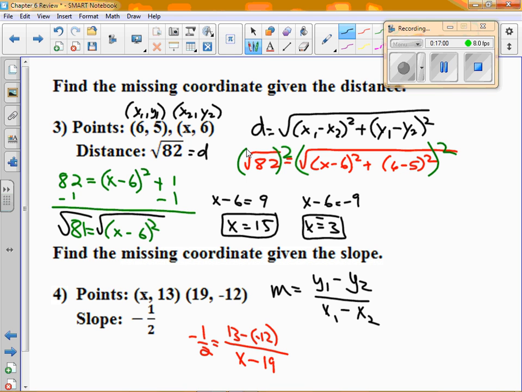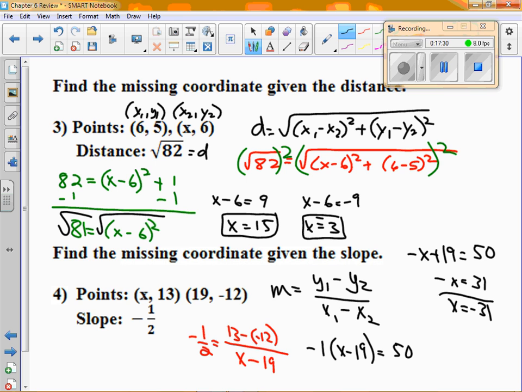All right, down here in the last problem, again, you have a slope. There are 5 variables. You plug in for them. When I cross multiply, negative 1 times x minus 19 equals 2 times 25, or 50. So now I have negative x plus 19 equals 50. So negative x equals 31. If negative x equals 31, what's the answer? Positive x equals negative 31.